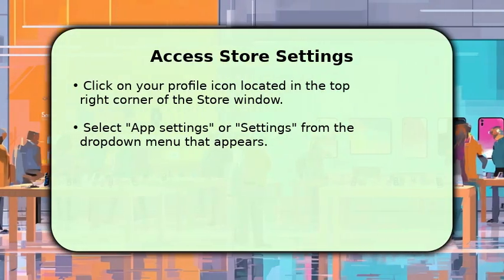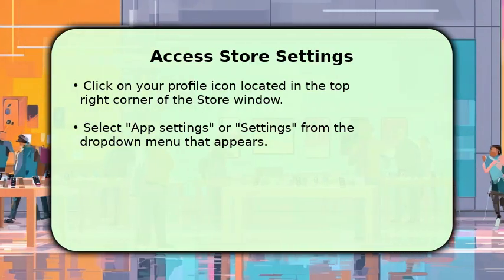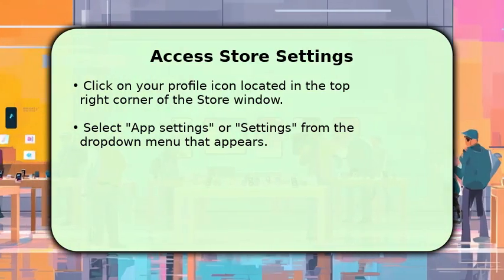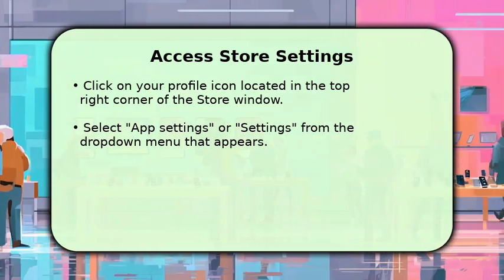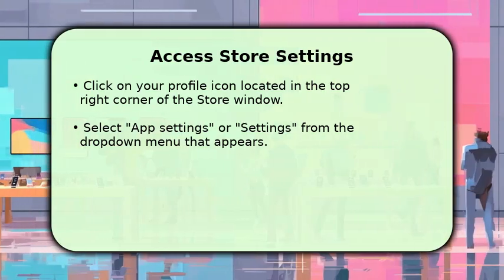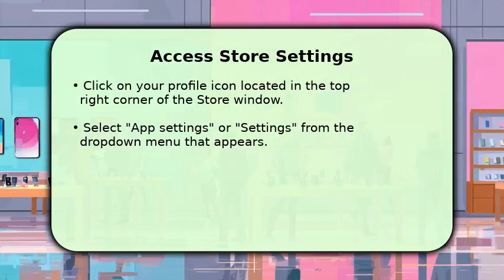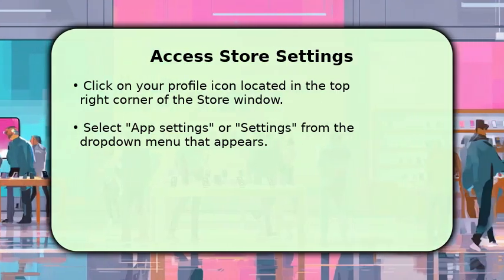It's usually a small circle with your picture or initials located in the top right-hand corner of the Microsoft Store window. Click on this icon and a drop-down menu will appear. From this menu, you'll want to select the option that says App Settings or simply Settings. This will take you to the main configuration area for the Microsoft Store application.